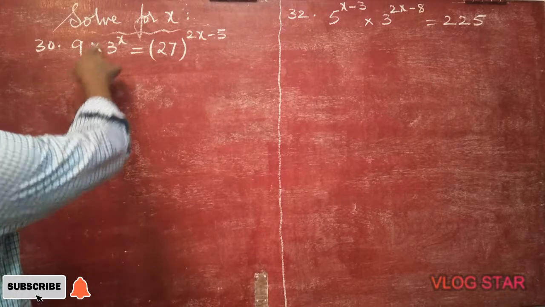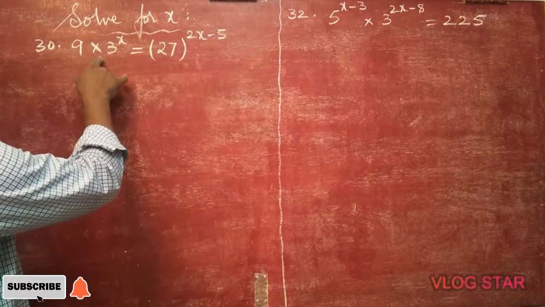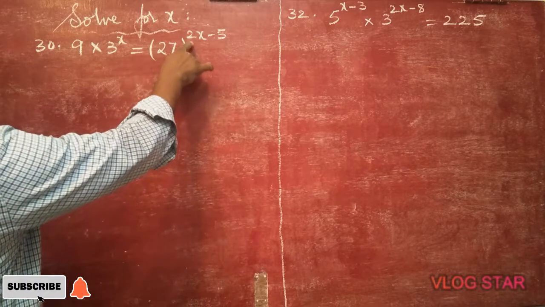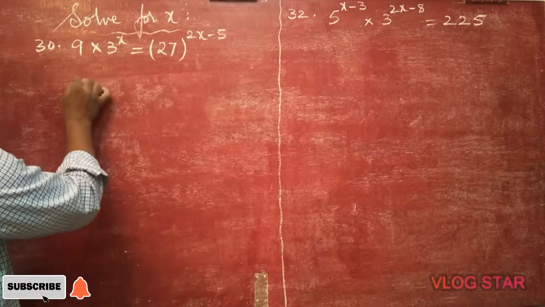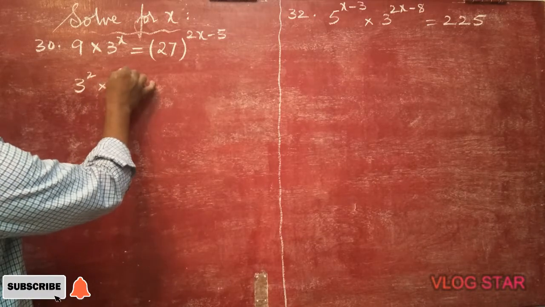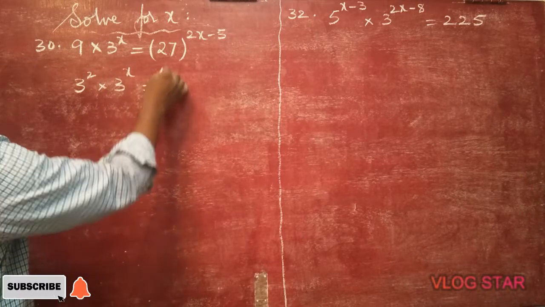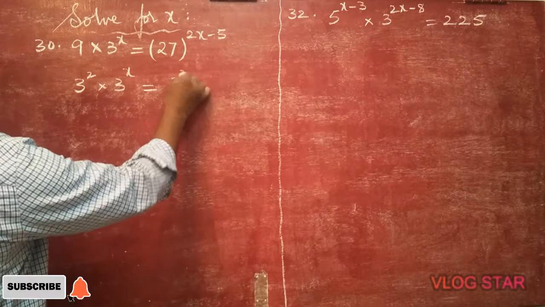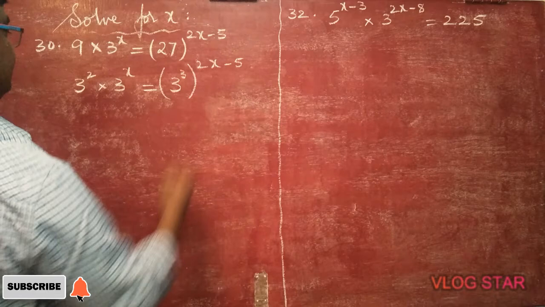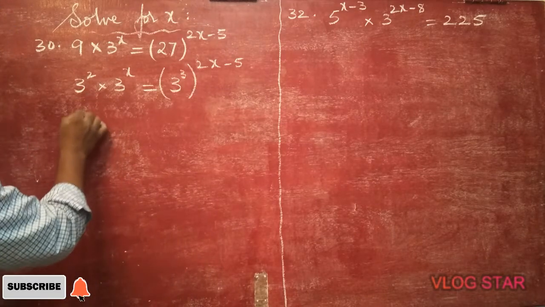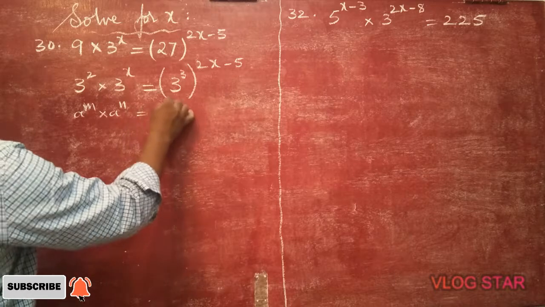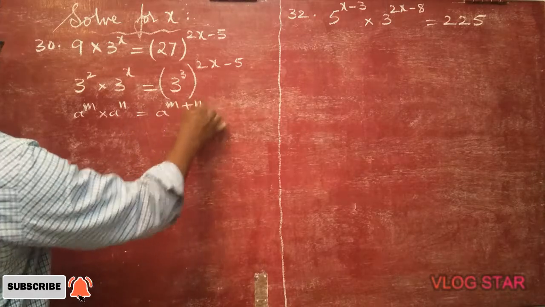30th problem. Solve for x. 9 into 3 to the power of x is equal to 27 whole to the power of 2x minus 5. 9 we can write as 3 square into 3 to the power of x is equal to 27 we can write as 3 cube whole to the power of 2x minus 5. Now it is in the form of a power m into a power n is equal to a to the power of m plus n.